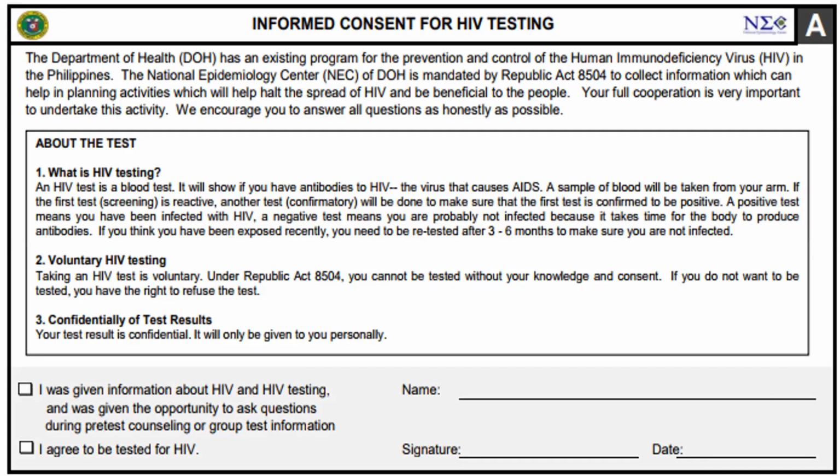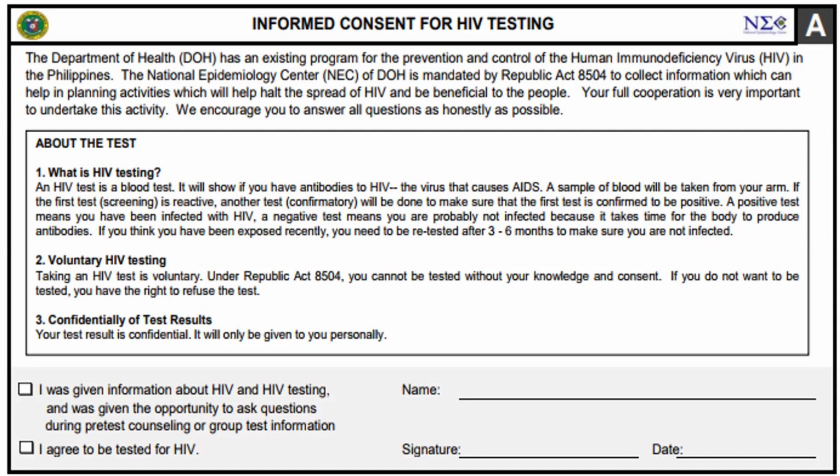The Department of Health has an existing program for the prevention and control of human immunodeficiency virus in the Philippines. The National Epidemiological Center, or NEC, of the Department of Health is mandated by Republic Act 8504 to collect information which can help in planning activities which will help halt the spread of HIV and beneficial to the people.